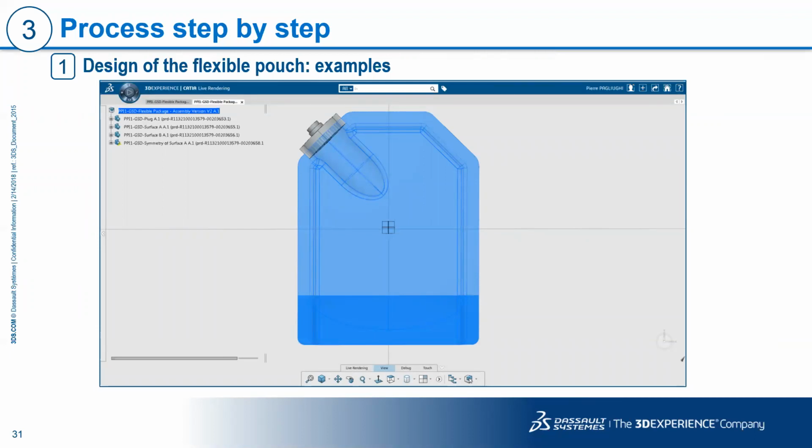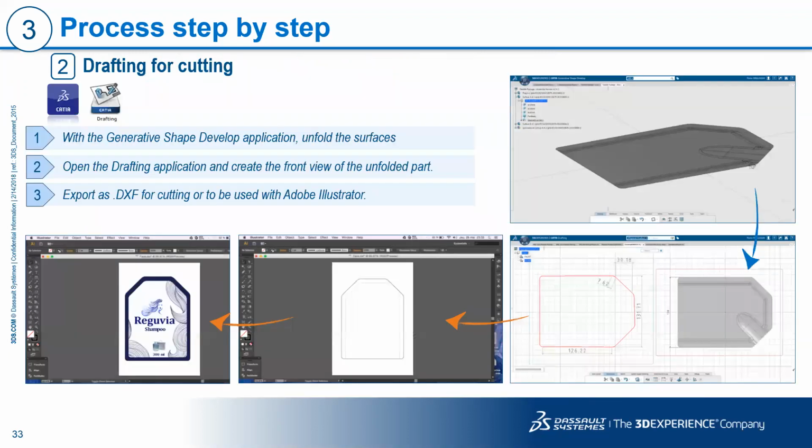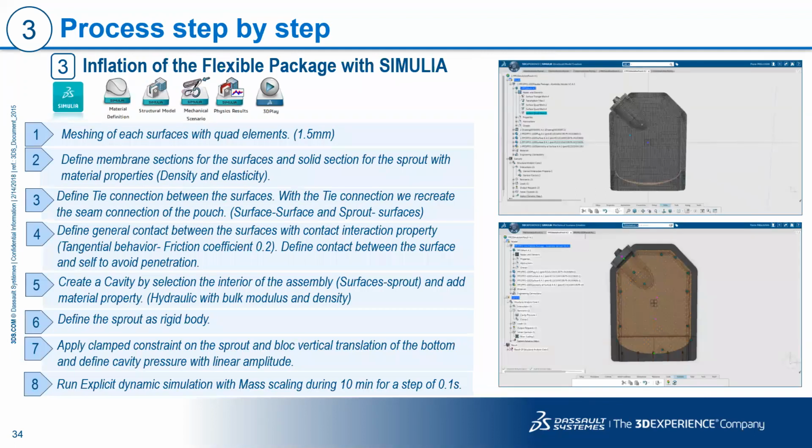So you have a design of the flexible pouch, and you have those various components. You can export it to Adobe Illustrator for your artwork rendering. The idea really is to emphasize the unified nature of the platform again. And now on the simulation side, it's the same platform, so all you do is switch the context. You created a CAD, you go ahead and open your simulation apps, and you can define your simulation scenarios.